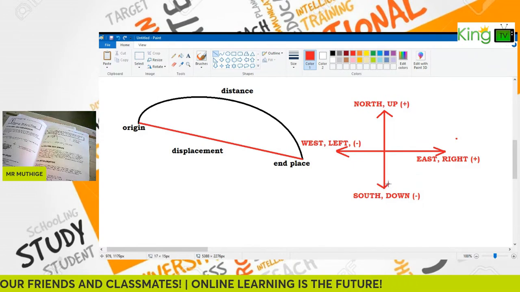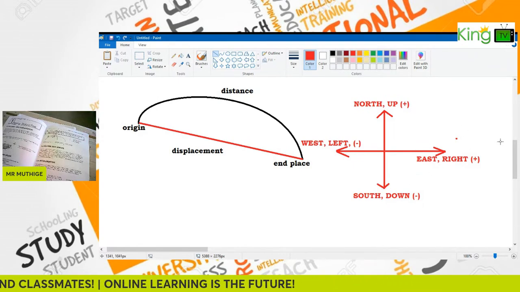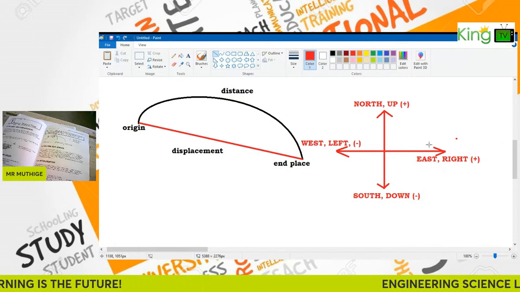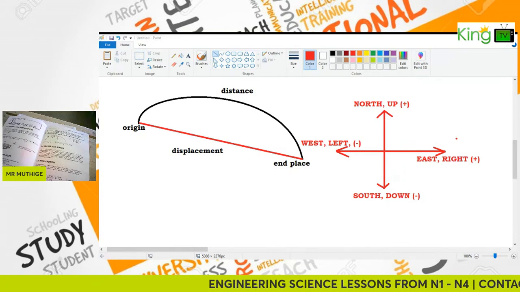Right. Up, north, down, left, right. So this simply means that whenever you're dealing with displacement, we are talking about a scenario that includes direction. And in that case, we've got it figured out there.